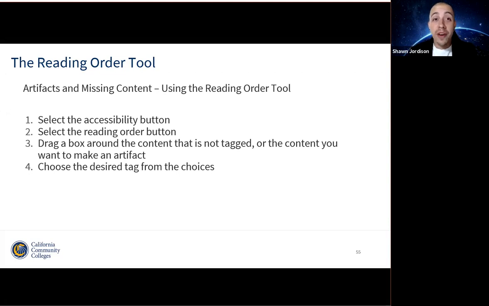It's really good for identifying artifacts and missing content. Essentially what you do is you launch the reading order tool and you drag a visible box around the content that you want to update. And then you choose the tag type from the desired choices on the screen.